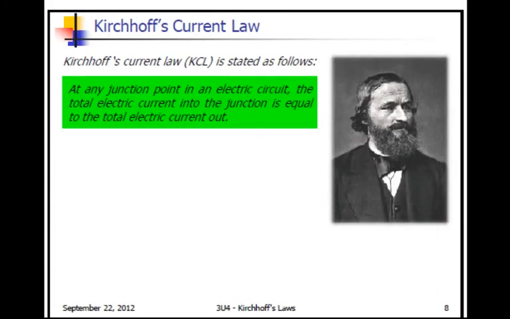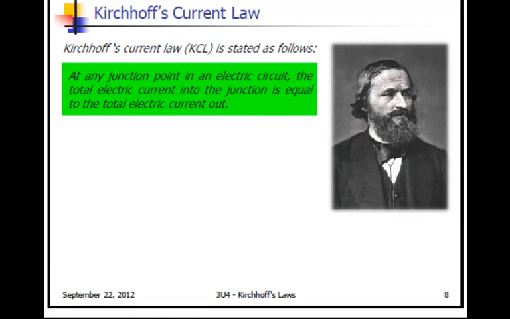Now I'd like you to copy down Kirchhoff's current law. So for this, let me just define what a junction point is. A junction point is where a circuit breaks into another branch. And Kirchhoff's current law states that at any junction point in an electric circuit, the total electric current into the junction is equal to the total electric current out of the junction.